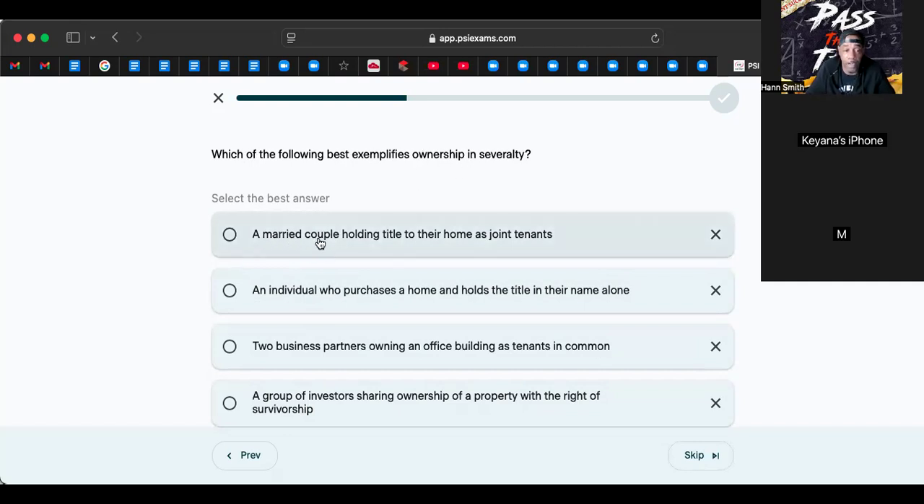Which of the following best exemplifies ownership in severalty? A married couple holding title to their home as joint tenants. An individual purchasing a home and holding the title in their name alone. Two business partners owning an office building as tenants in common. A group of investors sharing ownership of property with the right of survivorship. I'm going to get rid of that one.